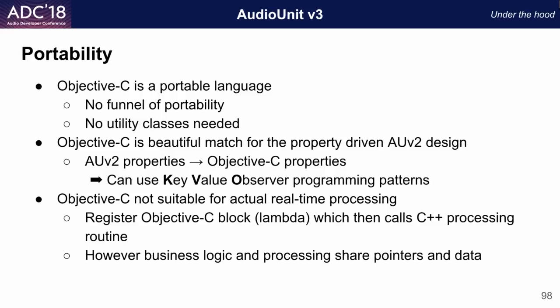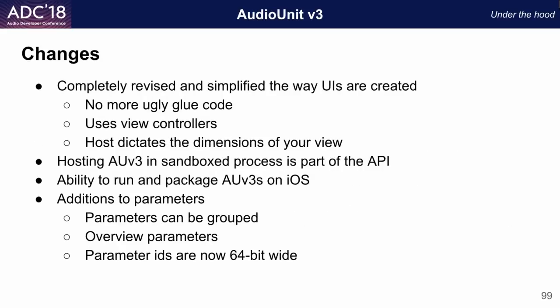Some of these AUv2 concepts map extremely nicely to Objective-C. With AUv2, I said everything's done with properties. In Objective-C, you have key value observers, so you can use that for the properties. You can't really use Objective-C for real-time processing, right? It's not real-time safe, but you can register your callback function with Objective-C lambdas and then call into C++. It actually fits really, really nicely.